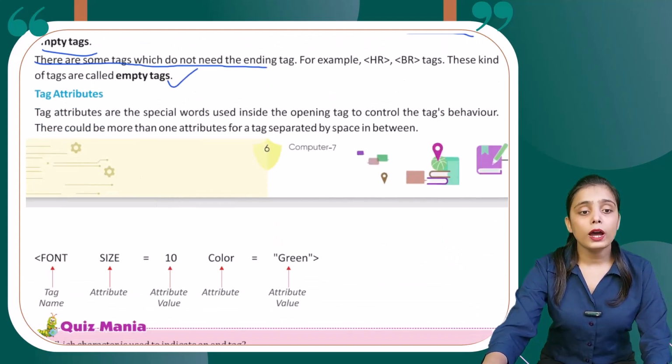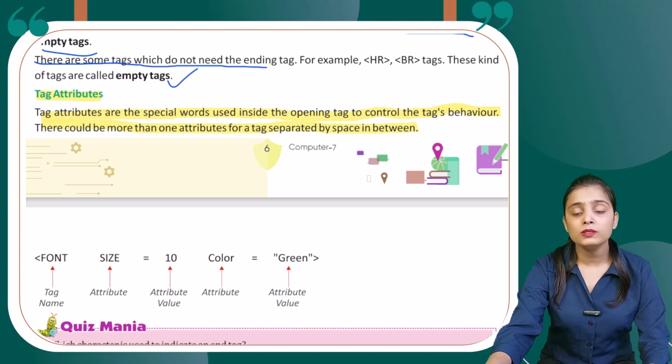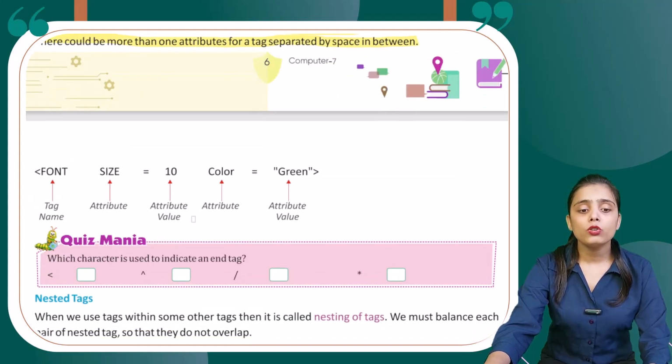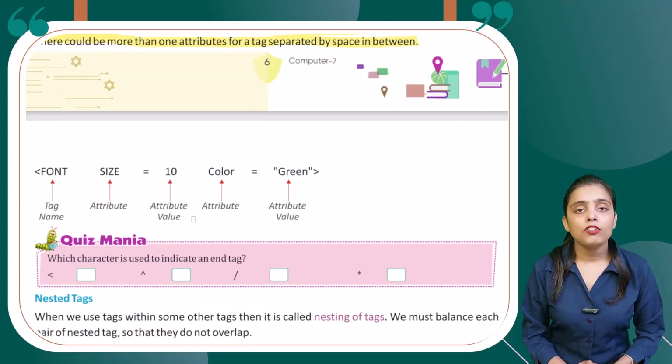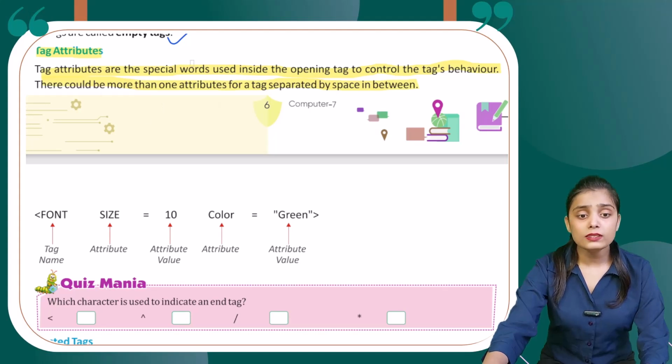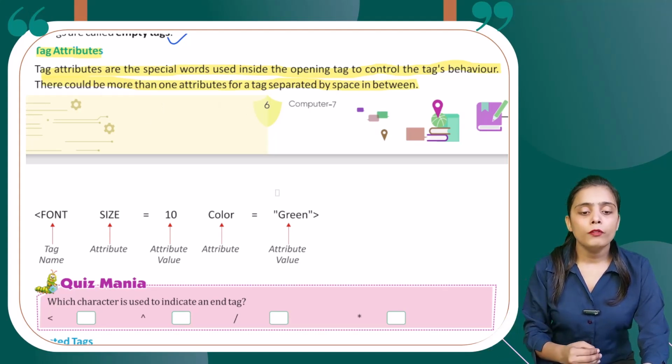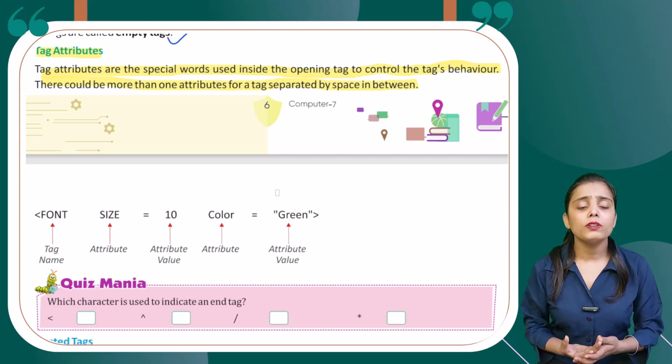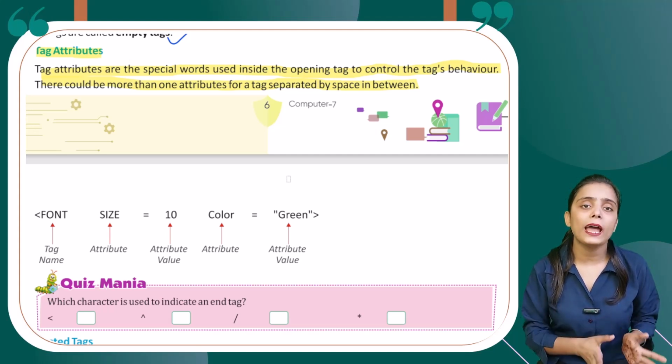Now let's understand attributes. Okay, tag attributes. Tag attributes are the special words used inside the opening tag to control the tag's behavior. There could be more than one attribute for a tag, separated by space in between. So basically, children, an attribute is called special information. Here you can see these are special words, and where do we use them? We use them in the opening tag.